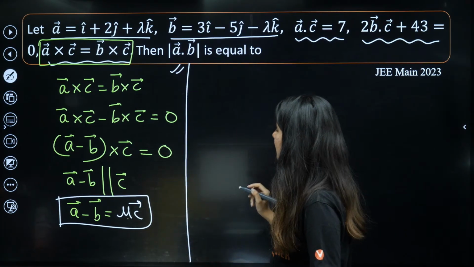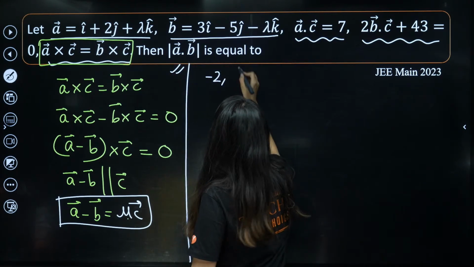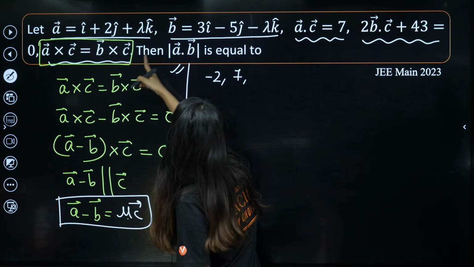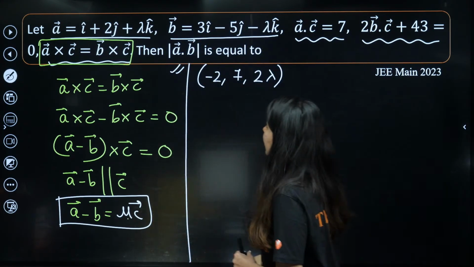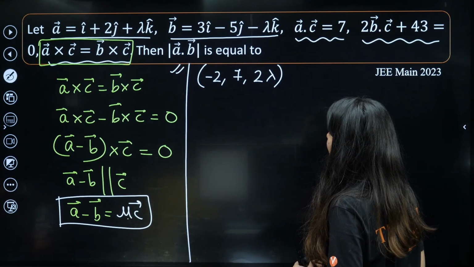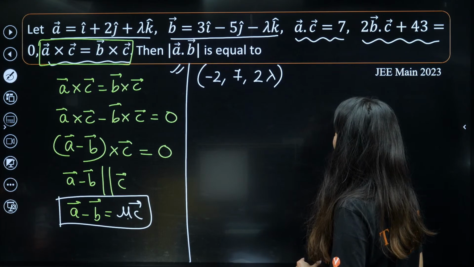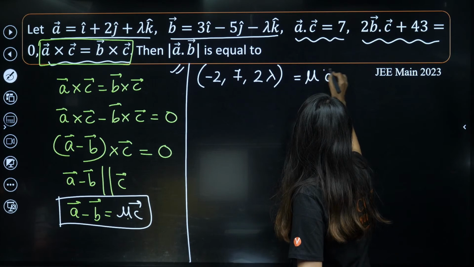So basically, A minus B vector is what? A minus B vector is minus 2. And then we have 7 and then we have lambda plus lambda, 2 lambda, right? Minus 2, A minus B vector, so minus 2, then we have 7, and then we have 2 lambda, that is equals to what? Mu times C vector, right?